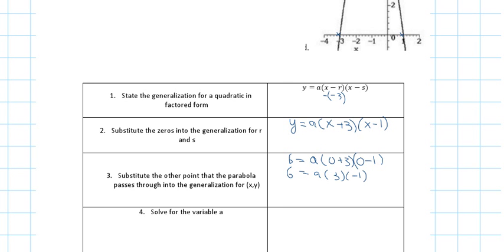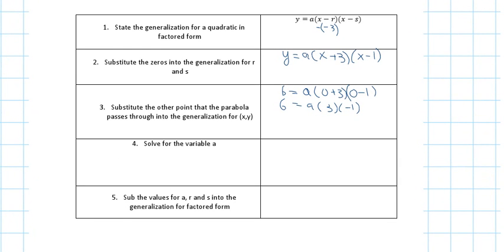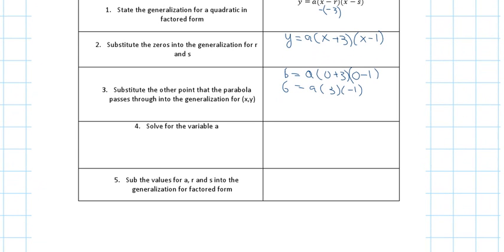So that's 6 equals -3a. And then what do I do now? Divide by -3 to solve for a. So a is -2. Now, the last step is I write my whole equation: y equals -2 times (x plus 3) times (x minus 1).